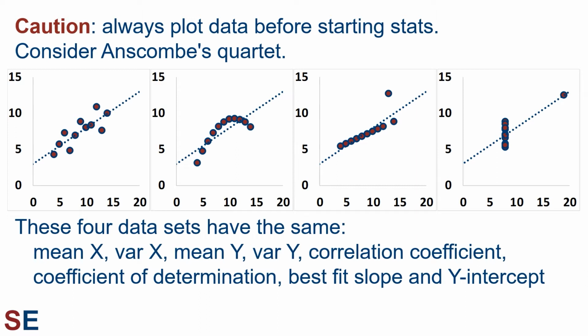If we just relied on statistics and calculations, we might think these four datasets are essentially the same, but they're obviously very different. And only the one on the far left is appropriate for a correlation or a regression analysis. Modeling the other three as data points lying along a straight line doesn't really make any sense.